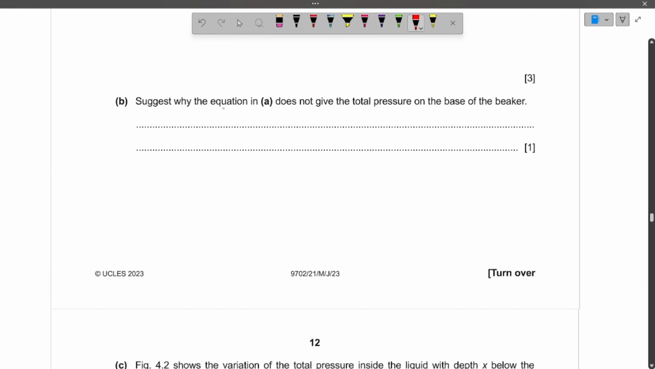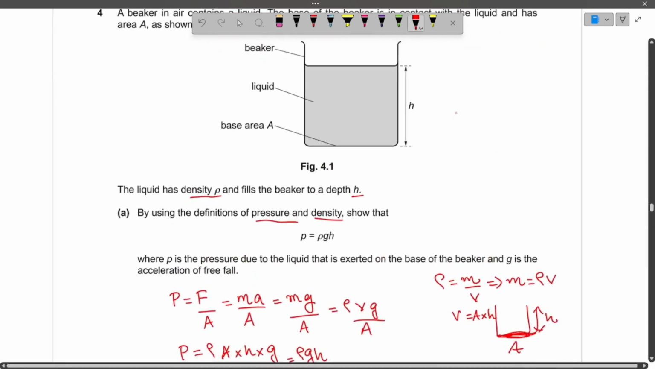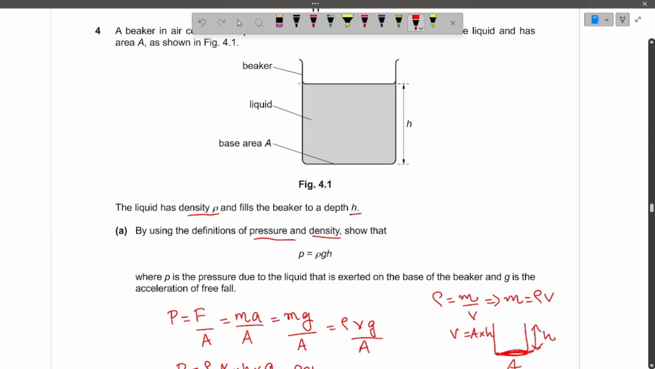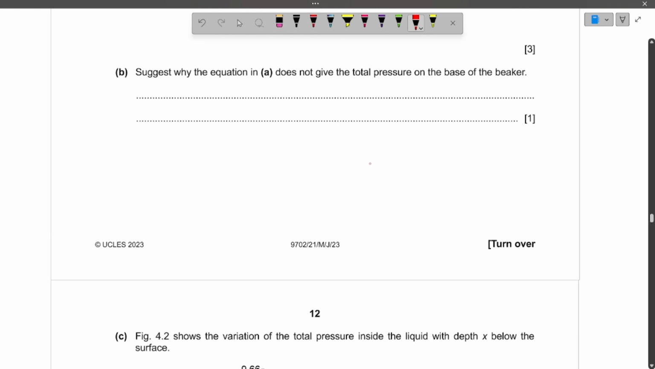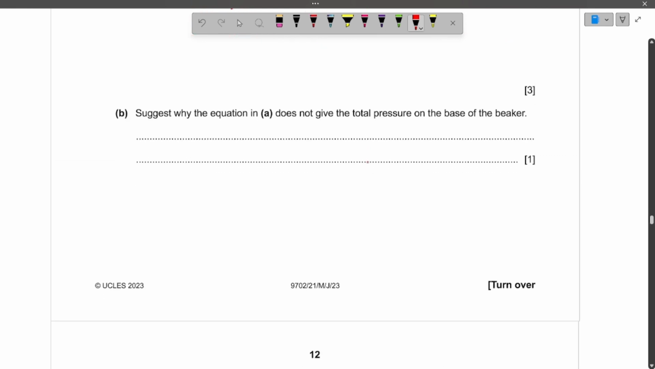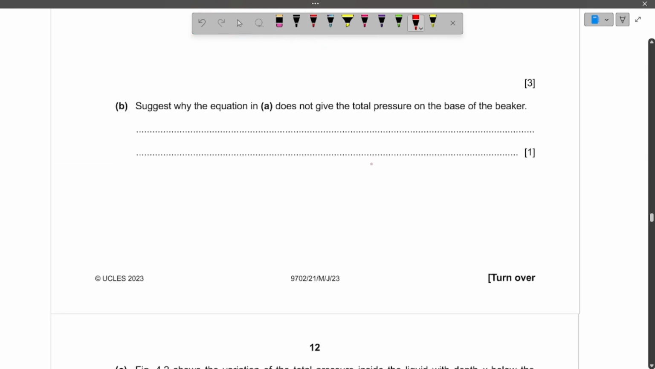The B part is, suggest why the equation in A does not give the total pressure on the base of the beaker. So at the base, there will be basically two forces acting on it. On the surface of this liquid, there will be an atmospheric pressure. The atmosphere contains particles, so this atmosphere will be exerting a force on this liquid. And as you go deeper into the liquid, there will be a pressure due to the weight of the liquid also. So at the bottom, the atmospheric pressure will also be there, and the pressure due to the height will also be there. So that will be the total pressure acting on the base of the beaker. But in this equation, P is equal to rho gh, we are considering only the pressure due to the height.